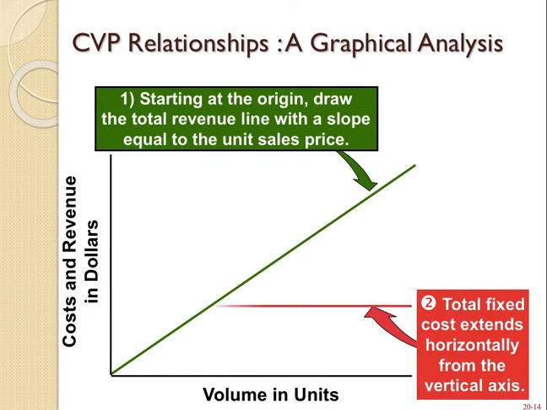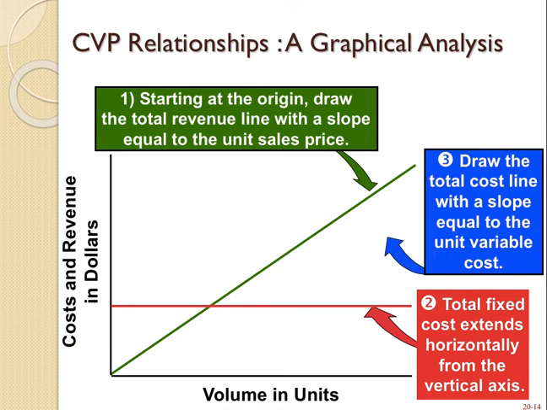Now, the second line here, this red line, is your fixed costs. And as you can see, and as we discussed, fixed costs stay the same no matter how many units you sell. If you sell 1, it's this amount. If you sell 2, it's this amount. If you sell 100, it's this amount. It's always going to be the same amount. By definition, that's what a fixed cost is: it stays the same regardless of changes in volume.